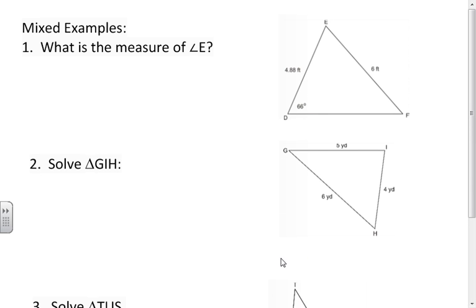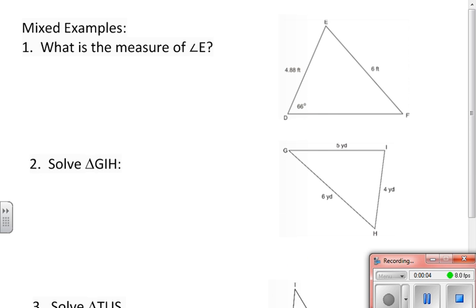Now, the trick for these examples is having the right tool for the right job. And that all depends on what is given. So what is the measure of angle E? The first thing I always want to look to see if it fits is the law of sines. Can I use the law of sines? It doesn't look like initially I can, because I don't know angle E and I don't know side E.